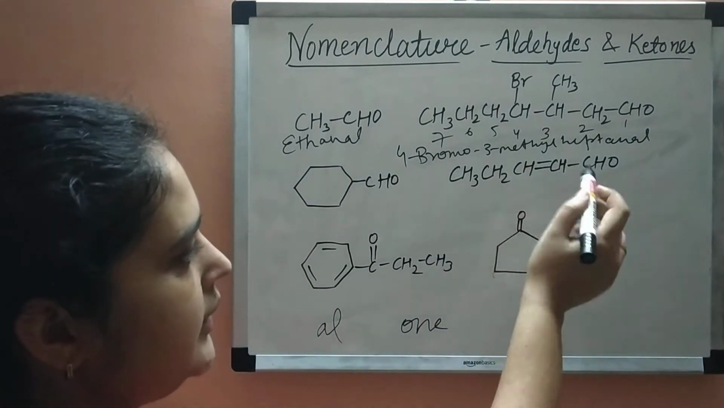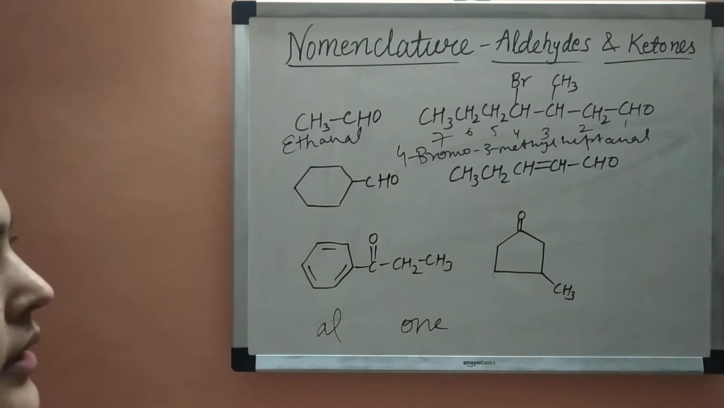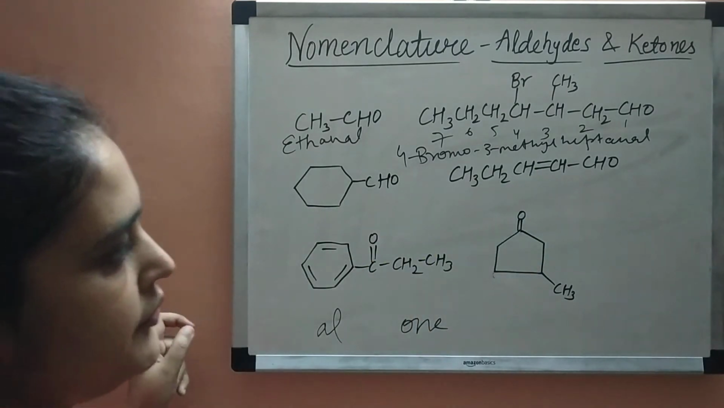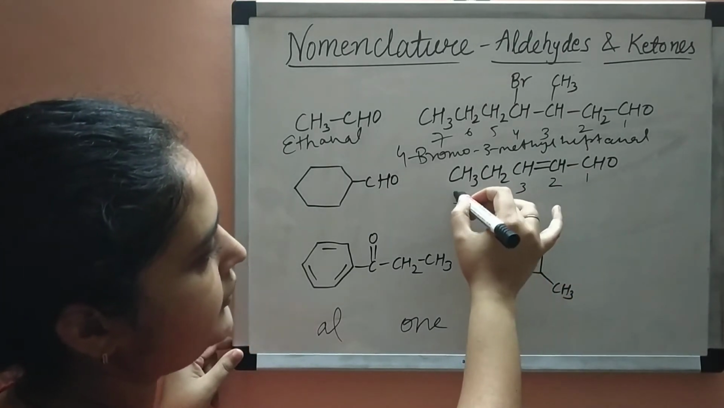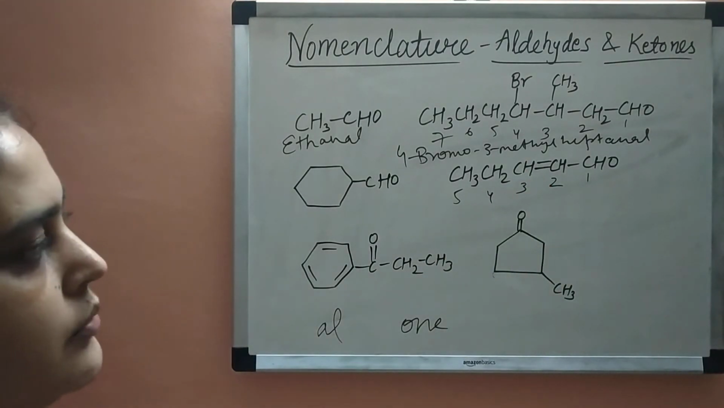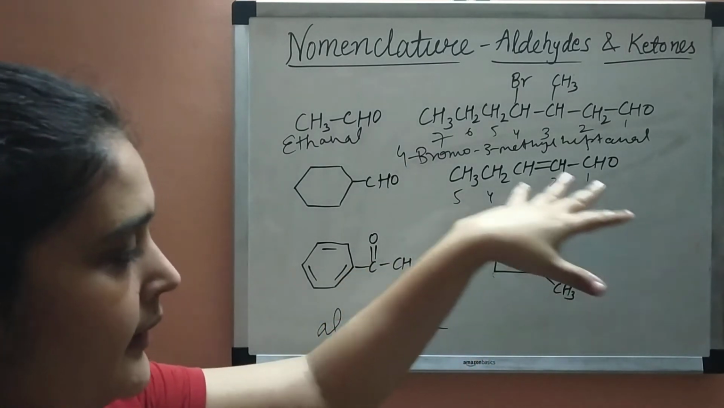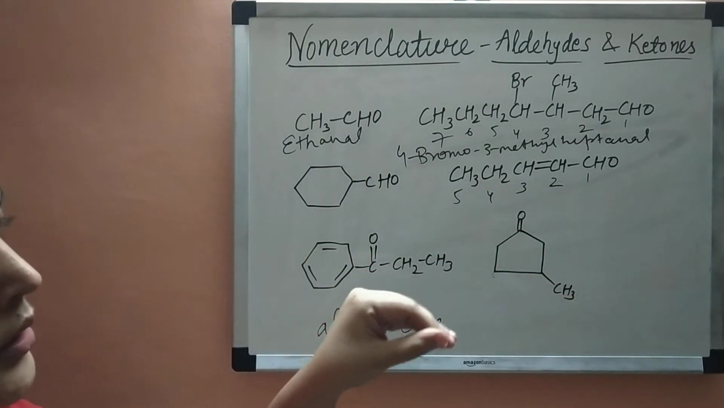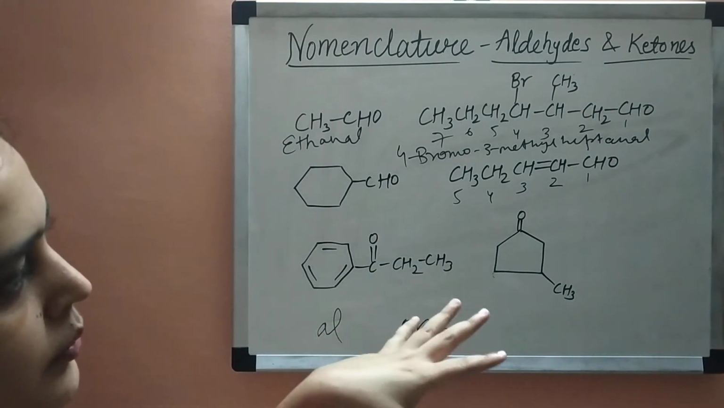Next, this is also an aldehyde. It has 1, 2, 3, 4, 5 carbon atoms. So it is a derivative of pentane, but there is a carbon-carbon double bond here. So first we will number it from here. First carbon, second carbon, third carbon, fourth carbon and fifth carbon. So at the second and third position there is a double bond. So it will be named as, first of all it is pentanal, and at the second carbon there is ene. So pent-2-ene-1-al. So it will be named as this, pent-2-en-1-al.